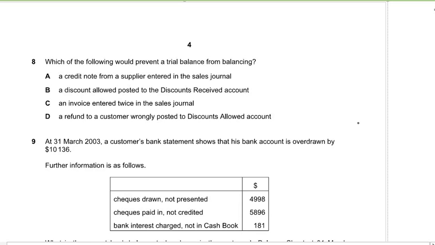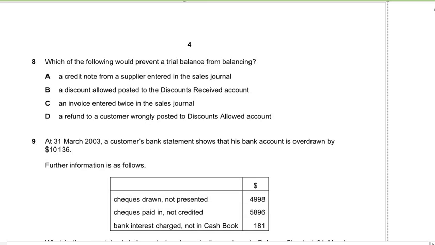Which of the following would prevent a trial balance from balancing? We want an error that is revealed by the preparation of a trial balance. A credit note from a supplier entered in the sales journal. For as long as it is entered in the sales journal, it means in the books of accounts, in their totality, it will have been treated as a sale. Therefore, that wouldn't affect the agreement of the trial balance.